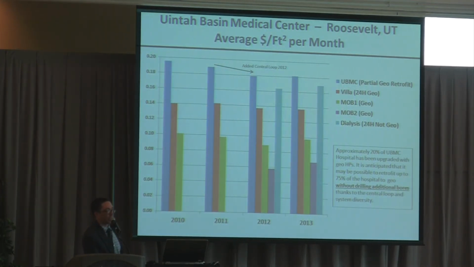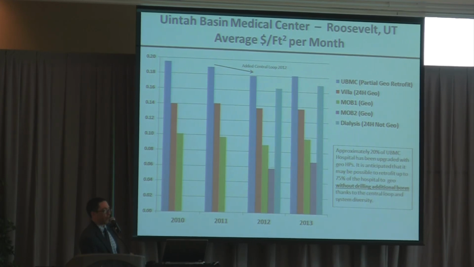This is operational data from the medical center showing what happened to the system as they added new buildings and added diversity to that system. You can see the blue, the main hospital building in 2010 was not geothermal, and you can see the gradual reduction there as they've started to implement that retrofit. You can see now they're maybe 20% geothermal.